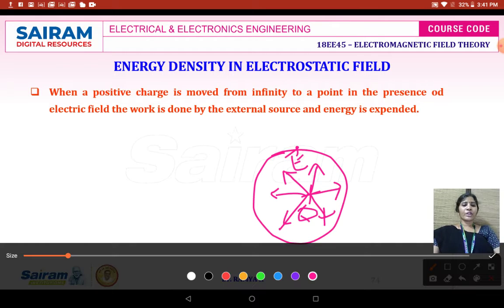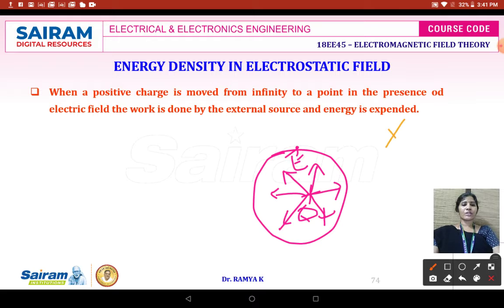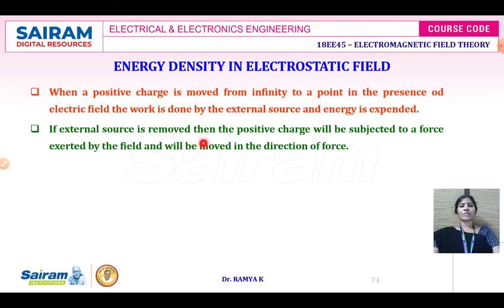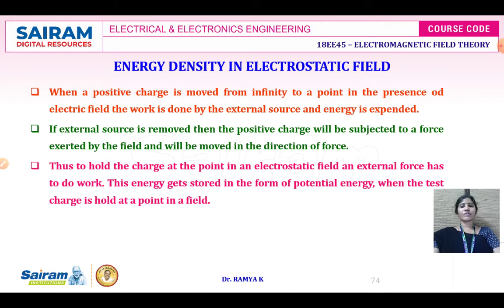Now, if we want to move charge Q2, consider Q2 available at infinity. If this Q2 is moved inside this universe, some work needs to be done. That is going to be W2. Why? Because Q1 is already available, and because of that some field is exerted. If you want to move the charge Q2 against that field, you have to do some work. Based on this concept, we are going to derive the expression for the energy density in an electrostatic field. Now, if an external source is removed, then the positive charge will be subjected to the force exerted by the field and will move in the direction of the force.